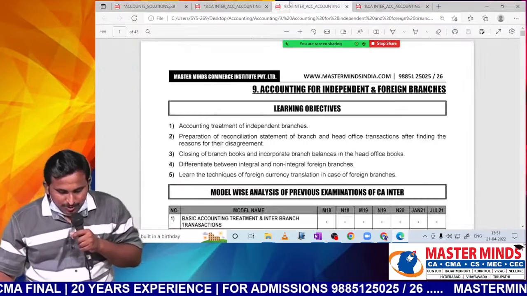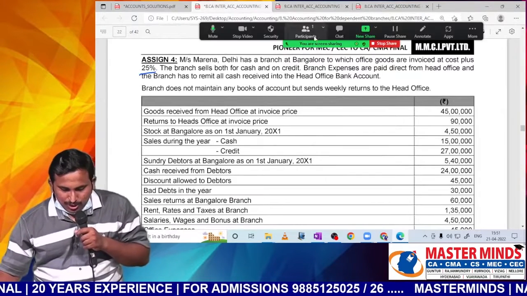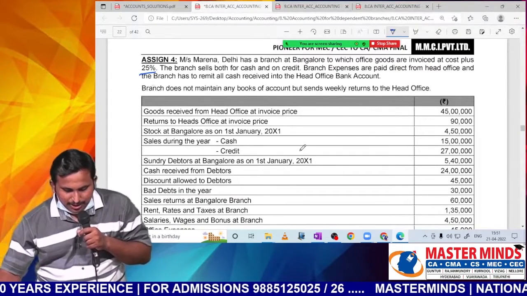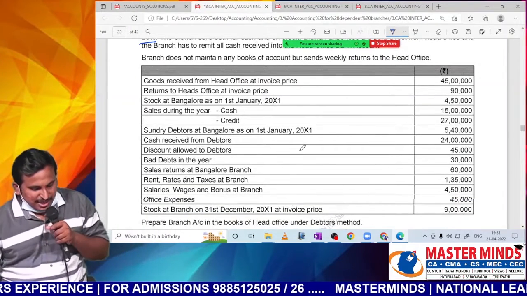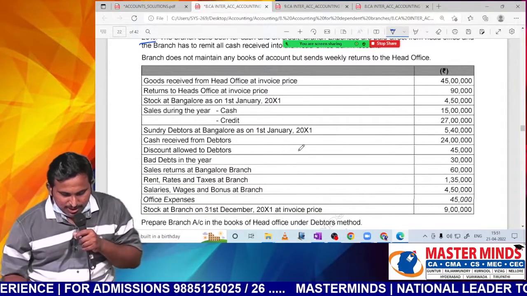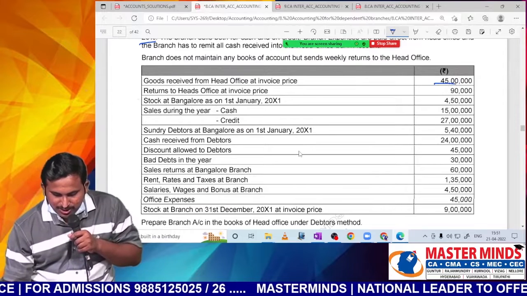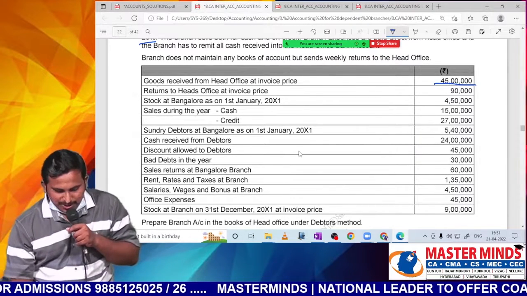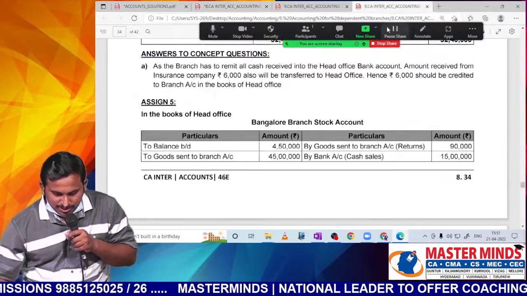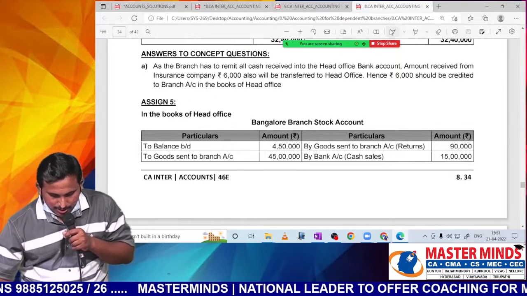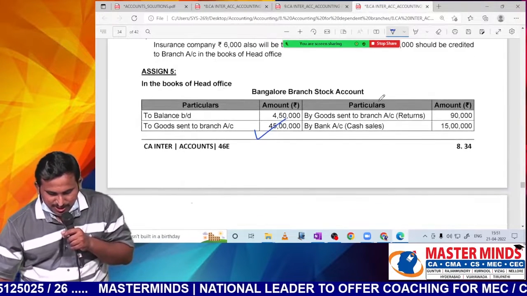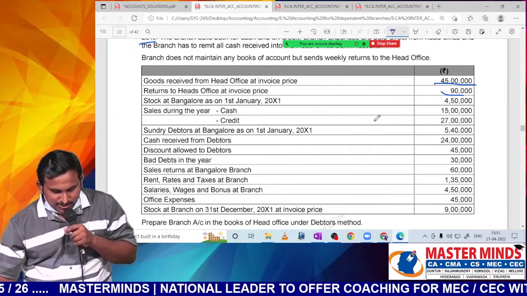Okay. So let me show you, sir. I will show you only that part which is related to the branch stock as well as branch adjustment. Please look here, sir. In this question, goods were received from head office at invoice price. Returns also at invoice price. I will just record, sir. Now received at invoice price. Returns also at invoice price.